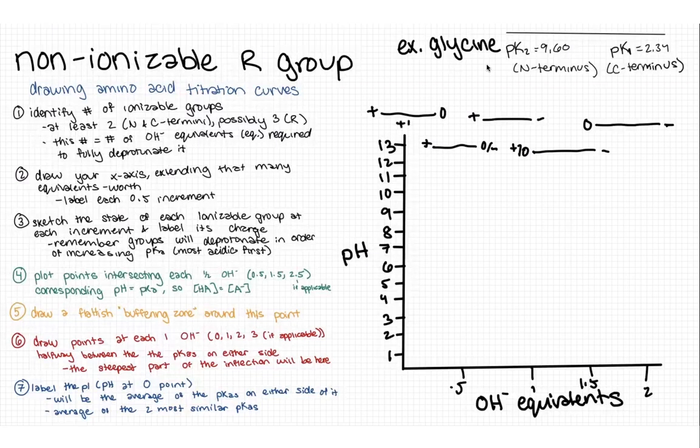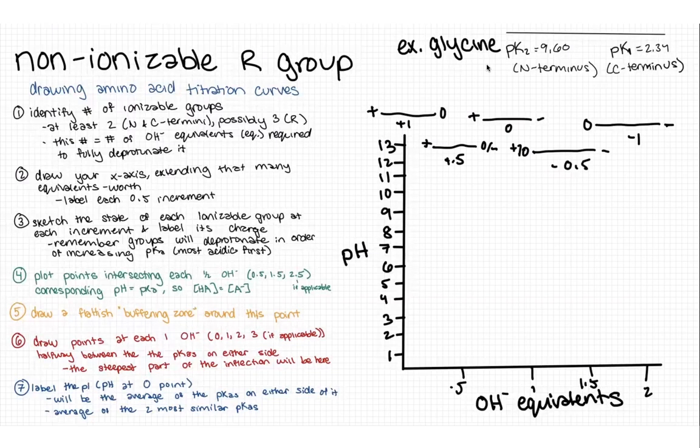Here we would have a +1, we would have a 0, and remember that 0 is going to be our pI. When we go to our 2 equivalents, now this is going to have a charge of -1. And if you go into those halfway points, this would have a charge of +0.5, and this would have a charge of -0.5. Okay, so those are our different states.